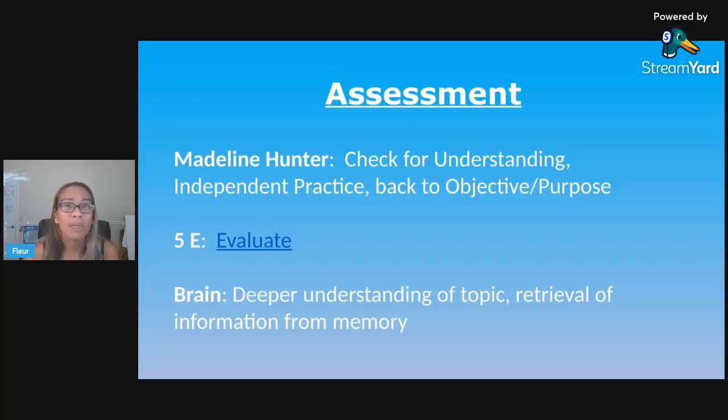So an assessment could be anything from a test or a quiz. It could be an essay, a report. It could be a project. But they are just showing that they have a deeper understanding of the topic, and it helps them retrieve that information from their memory. Then you know if they actually remember it or if it's in maybe long-term memory.